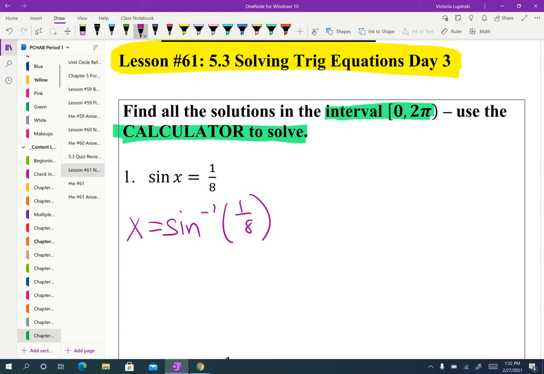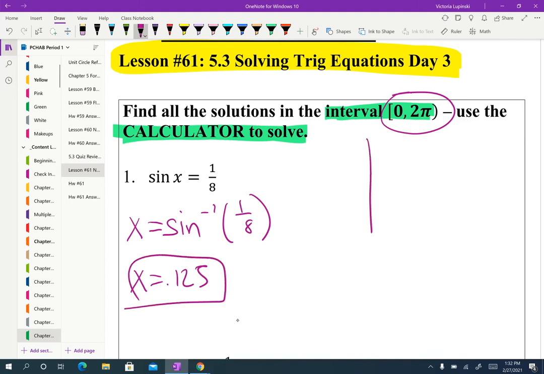Make sure that your calculator is in radian mode. And again, I know that it should be in radian mode because 0 to 2 pi implies radians. So when I go ahead and do the inverse sine of 1/8, I'm going to get something in the calculator, which may or may not be a solution. If it's not one of the solutions, I will need to use it to find the solutions. And you're going to go ahead and round to 3 decimal places unless it says otherwise. So the inverse sine of 1/8 is going to give you an answer of 0.125.